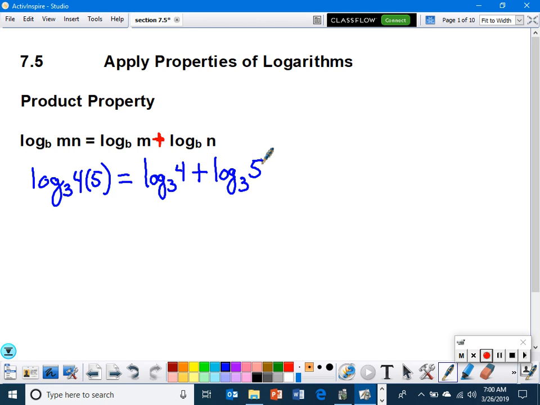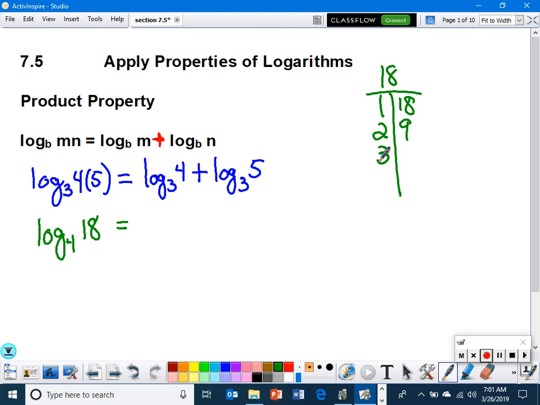All right, let's look at another one. This time I'm going to take log base, let's say 4, and I'm going to put an 18 right here. Well, 18, think of factors of 18. There are a bunch of factors of 18: 1 and 18, 2 and 9, 3 and 6. So those are the factors of 18. I can split this 18 up several different ways. I'm going to just do it two different ways.